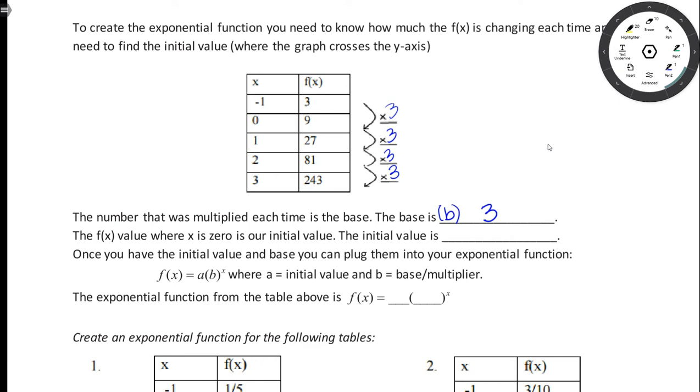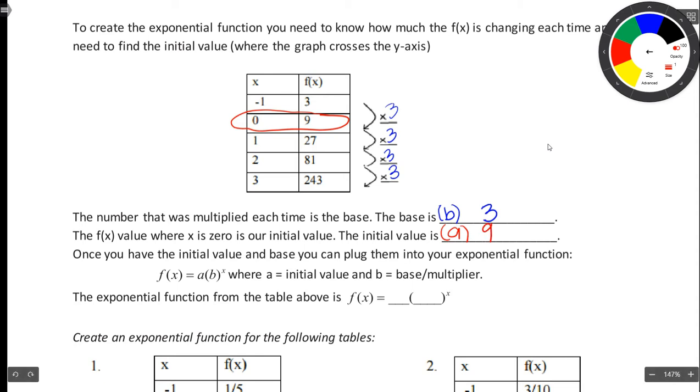The f of x value where x is 0 is our initial value, in other words, our starting point. We have our starting value right here. Whenever your x is 0, that is your y-intercept. So my initial value, also known as my a, is going to be 9.